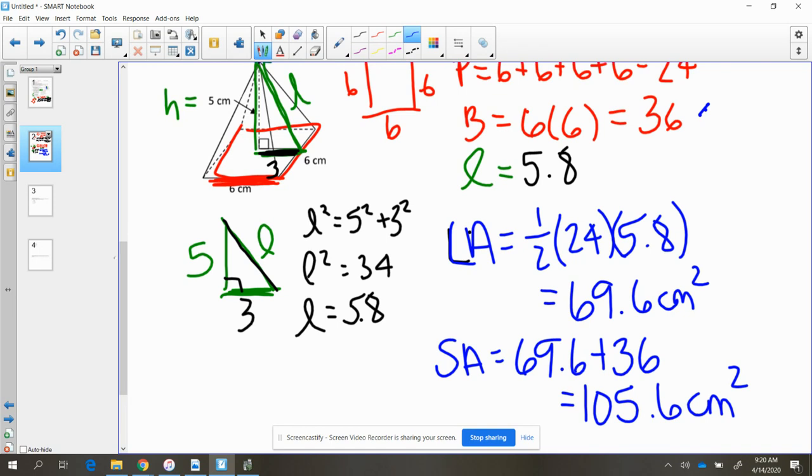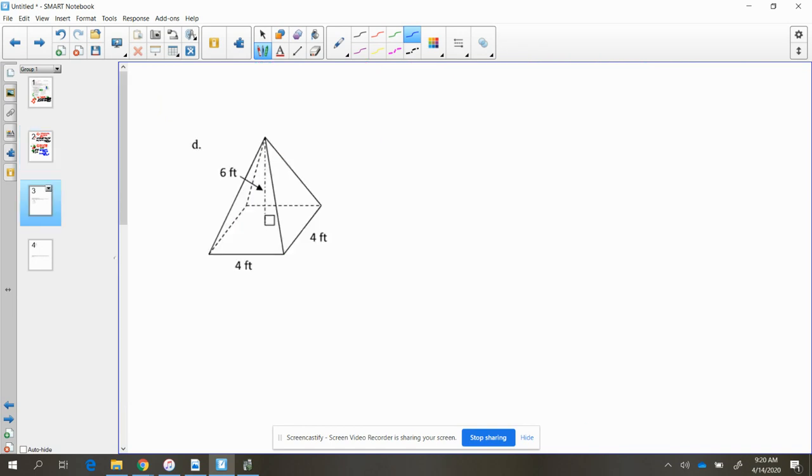All right, now as we move on to page 3 then of the notes, again, notice example D is extremely similar to example C. So on your own, look for the perimeter of the base, the area of the base, and the slant height before calculating then the total lateral area and total surface area. Pause the video now to do that.